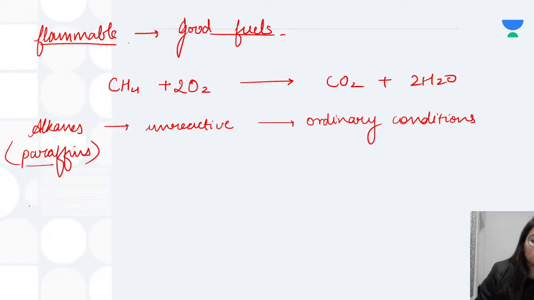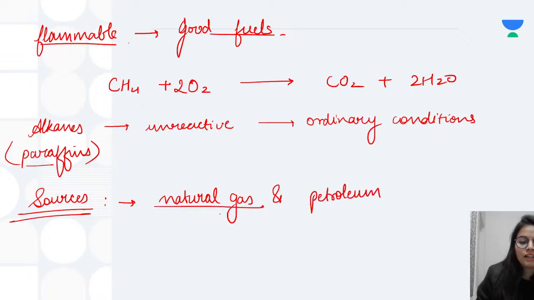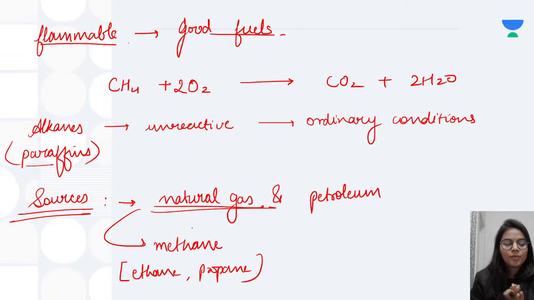Now talking about the sources. So sources of alkanes, we can have the basic sources, natural gas and petroleum. Okay, so in the natural gas, we basically have methane, and in small amounts we can have ethane, propane, butane, etc. Right? So the basic source becomes natural gas. Okay, I hope that is very much clear to you.